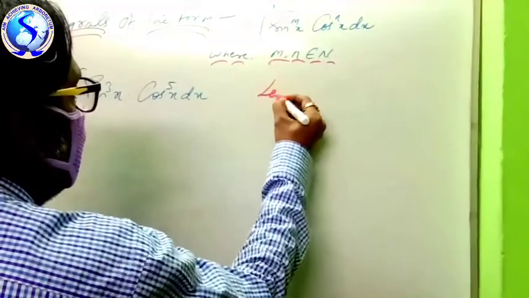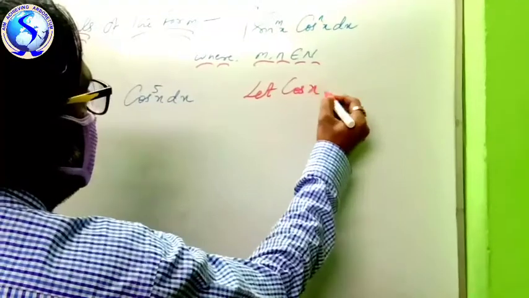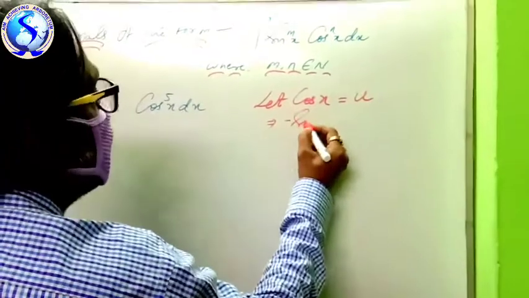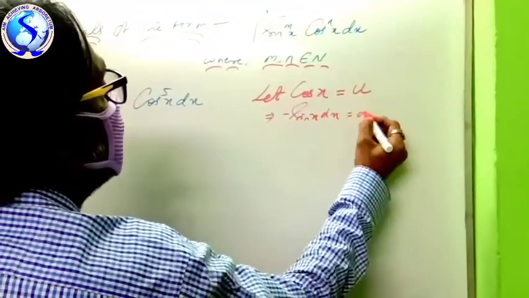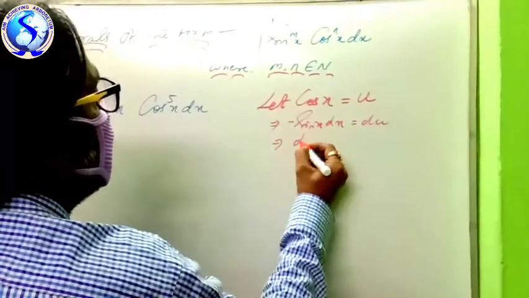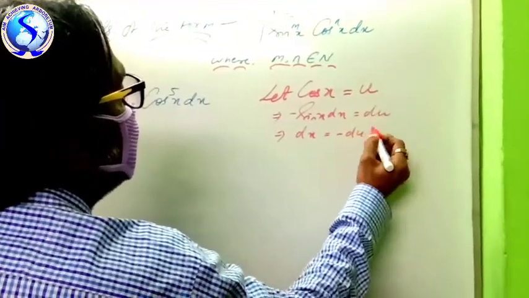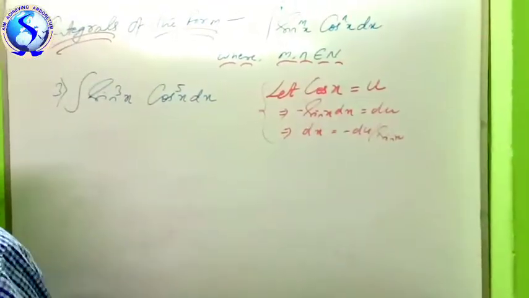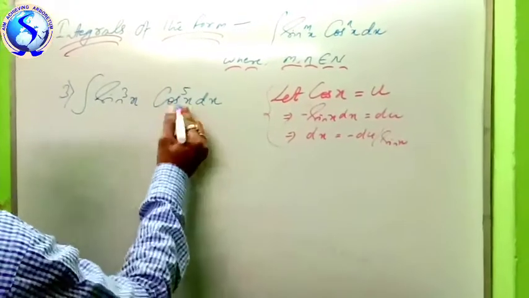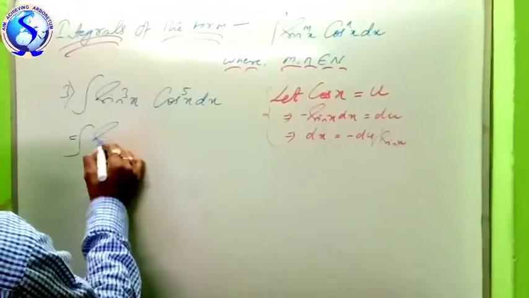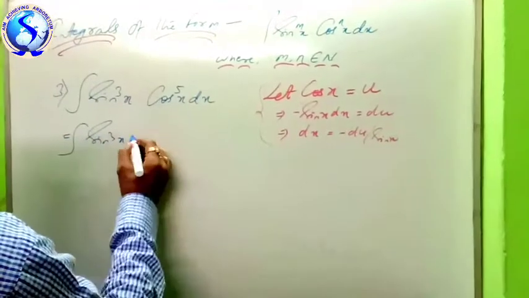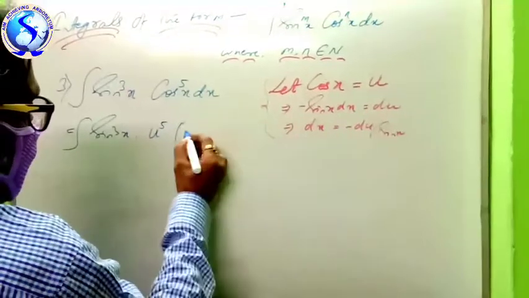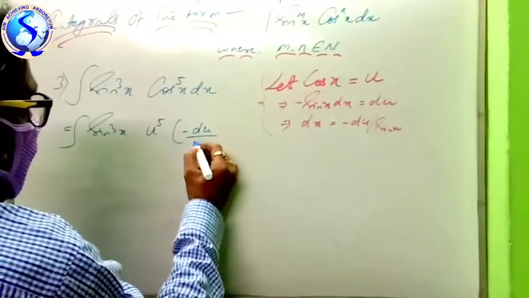Let cos x be u. Any one you can take, no doubt. What is the derivative of cos x? That is minus sin x dx equal to du. Therefore dx will be minus du by sin x. Now substitute here. If I substitute the value of cos x as u, sin cubed x dx will be how much? u to the power 5, and what is the value of dx? Minus du by sin x.